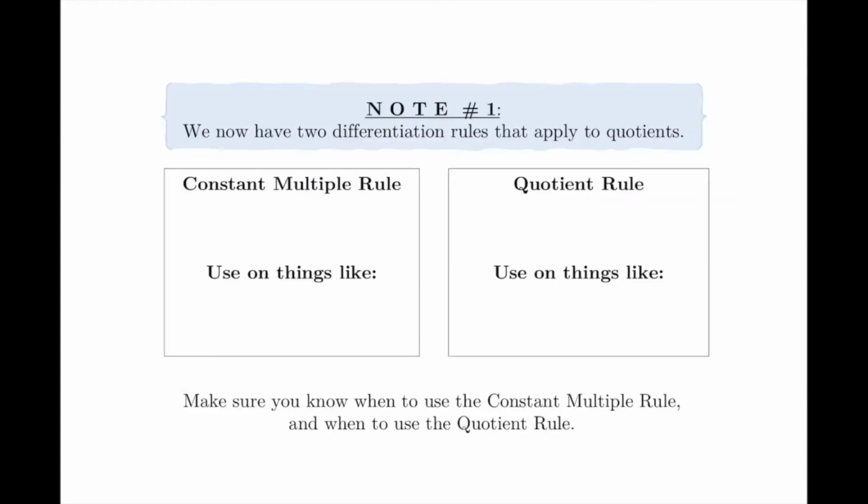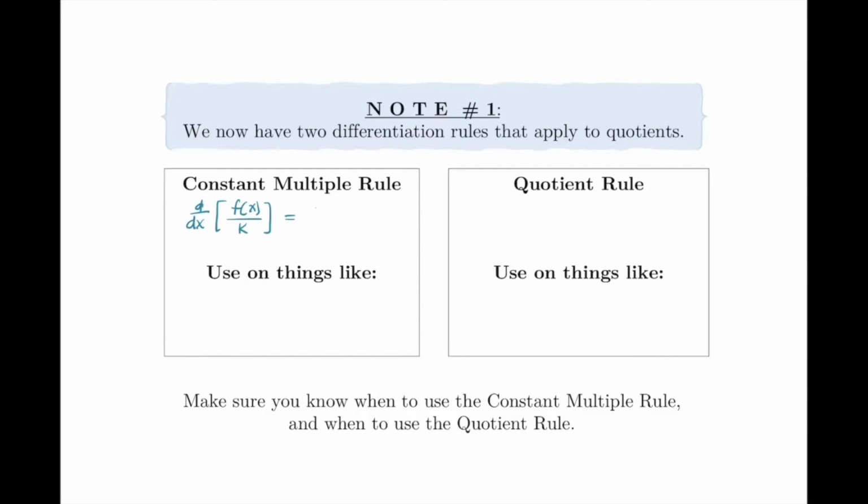Here are a couple things to note about the quotient rule. The first note is that we now have two differentiation rules that apply to quotients. I know that the constant multiple rule doesn't look like it has anything to do with a fraction or a quotient. However, we could view it as f of x, some stuff with x, divided by a number. Dividing by a number is the same as multiplying by 1 over that number. So dividing by 2 is the same as multiplying by 1/2. So we can look at dividing by a constant as the same as multiplying by a constant.